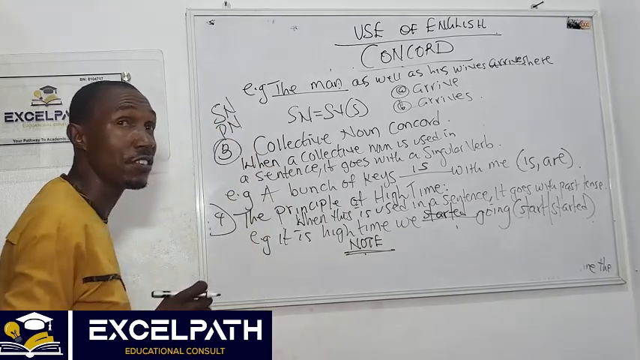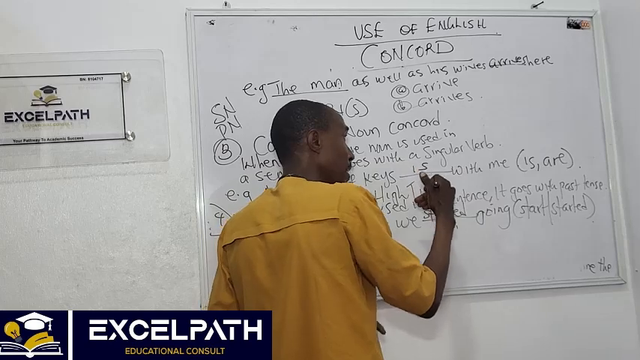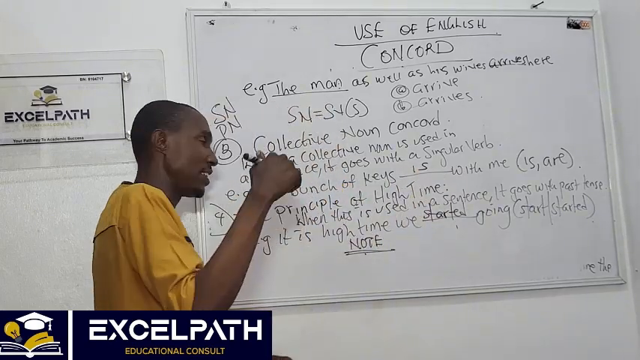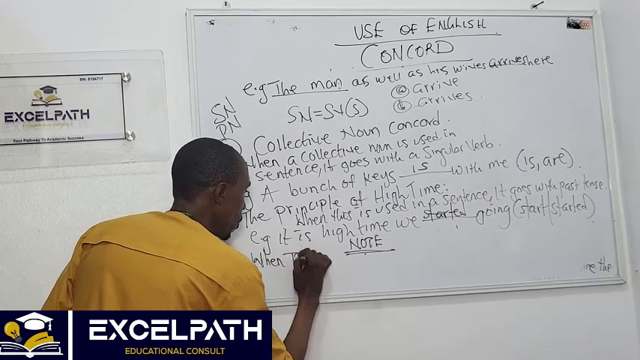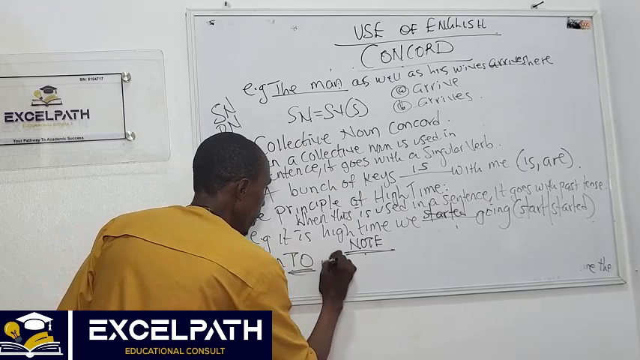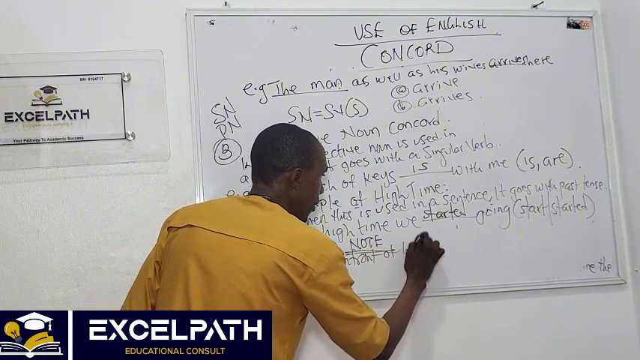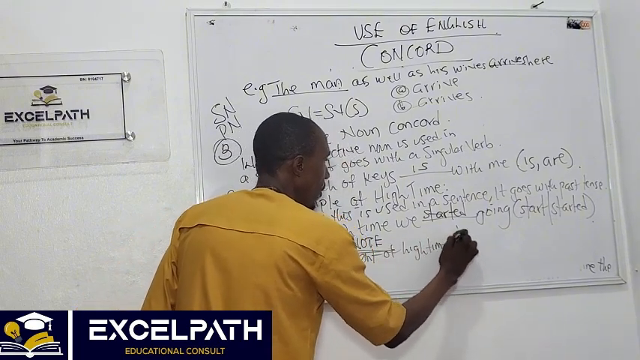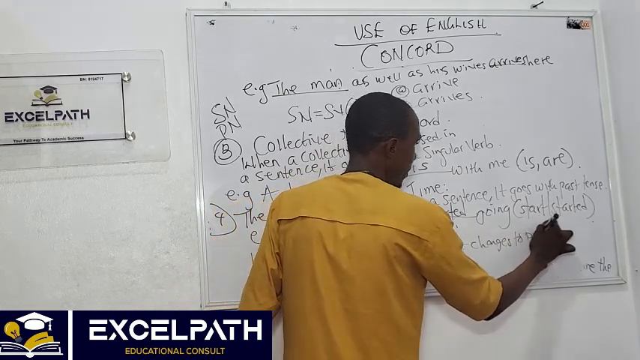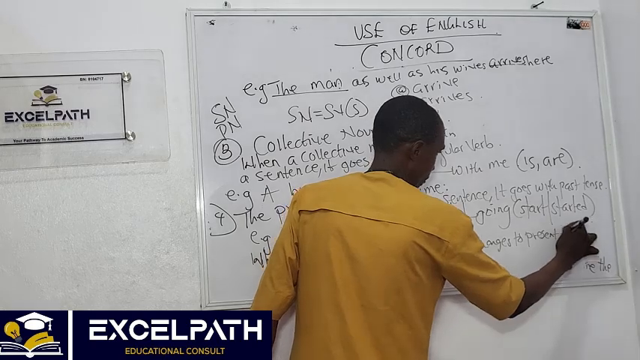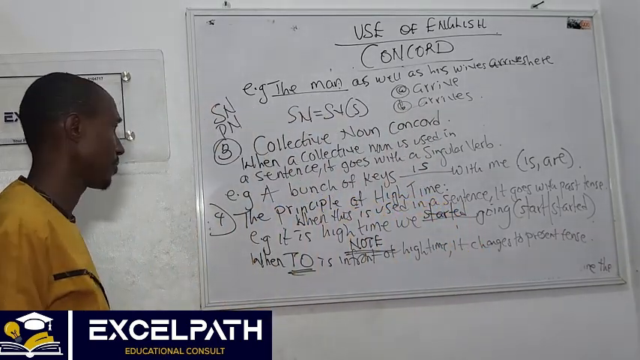But note this. English is not mathematics. A principle can be used now. Something again can change the principle. When to is in front of high time, it changes to present tense. It changes to what? Present tense.